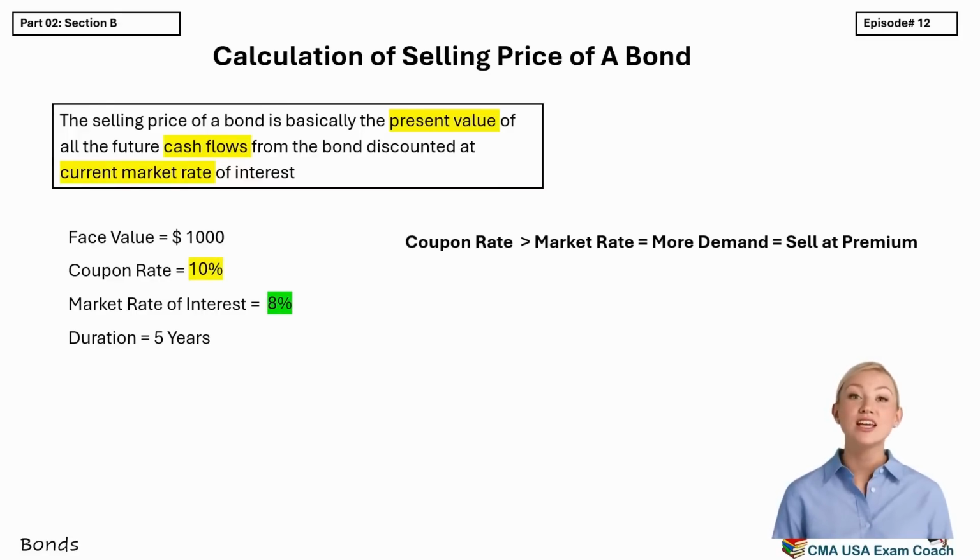because it gives more return than other bonds in the market. Everyone wants a better return for their money. As a result, this bond becomes more in demand. And whenever something becomes more desirable, its price goes up. That's basic supply and demand.